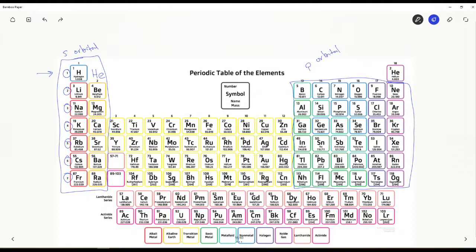I think the best way to pull all these concepts together on the periodic table is just to do electron configurations. So let me change color, and let's do the electron configuration for lithium.